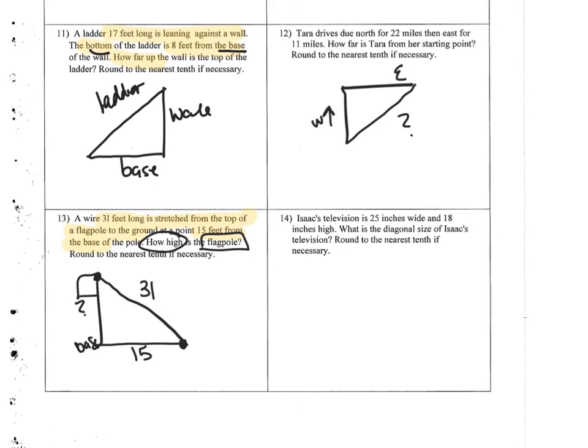Number 14, Isaac's television is 25 inches wide, 18 inches high. What is the diagonal size of Isaac's television? Diagonal, that's what you don't know.